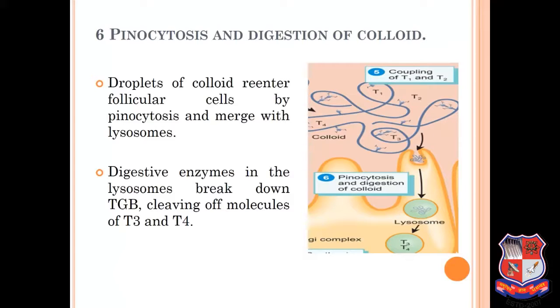Again, these colloids re-enter the follicular cells by which mechanism? Pinocytosis. Pinocytosis is a type of transport mechanism, and after that it merges with lysosomes. After entering the follicular cell, it merges with lysosomes, and we all know that lysosomes contain a lot of digestive enzymes. So these digestive enzymes of lysosomes break down this TGB and release T3 and T4.